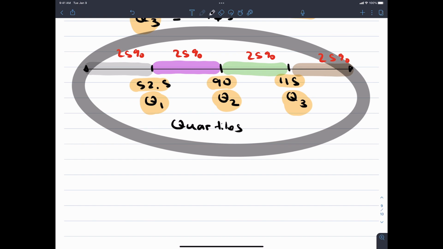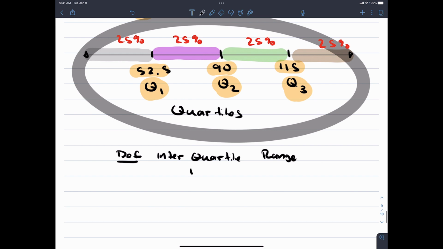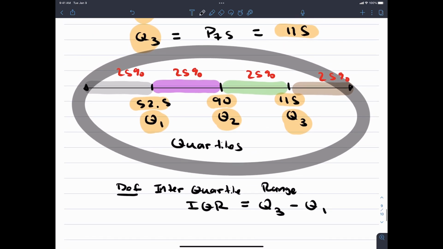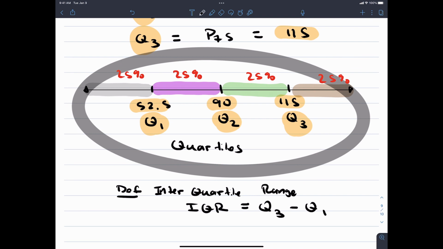Okay, now I'm going to give you guys some definitions here. So you're going to care about these definitions here. So once you have quartiles, we have something called the interquartile range. And it's abbreviated IQR because it's interquartile range. That is equal to Q3 minus Q1. Okay?